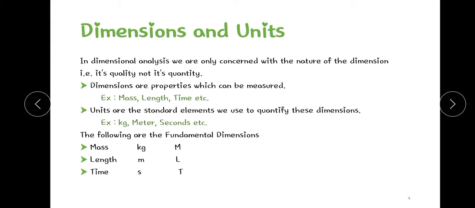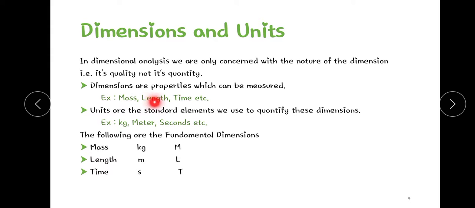Okay, now what the dimensions are actually? So dimensions are the properties which can be measured. So any property that can be measured, okay, is called dimension. For example, we want to measure mass. So mass of any object, so mass is a dimension. We can measure mass in kg, kilogram. We can measure mass in gram. We can measure in pound also. Like we want to measure mass, so we can measure it in kilogram, in pound, or in gram, or any other units. So mass is a dimension.